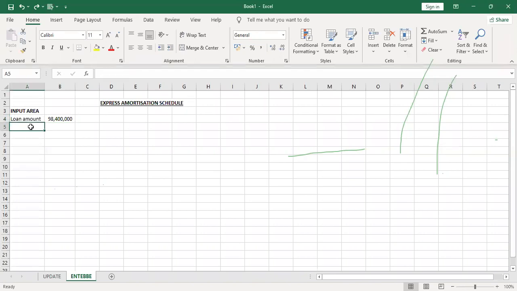Then another item you need here is period in years. The loan will cover how many years? 10 years. Assuming that the loan will be paid in 10 years, okay? Loan period in years, type 10 here. The words loan period in years will be typed in cell A5. 10 will be typed in cell B5.